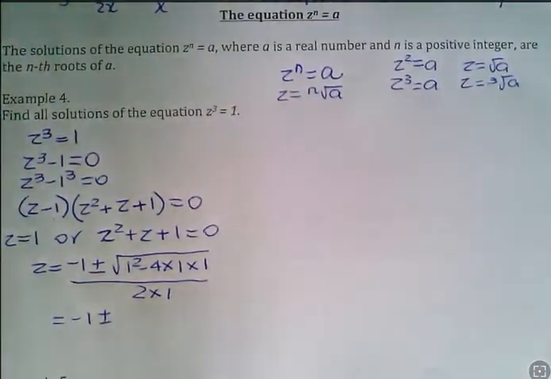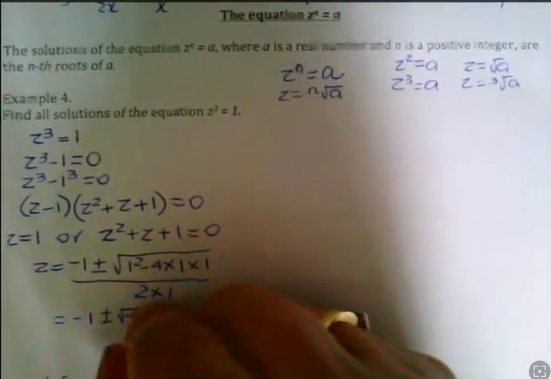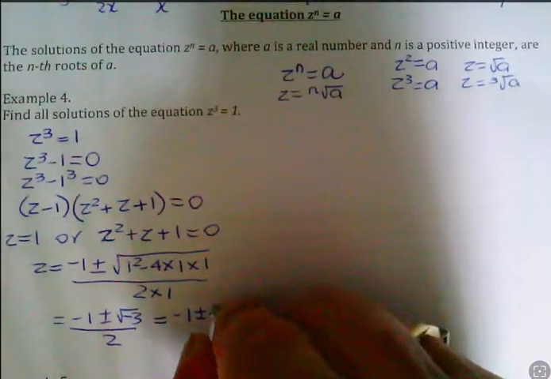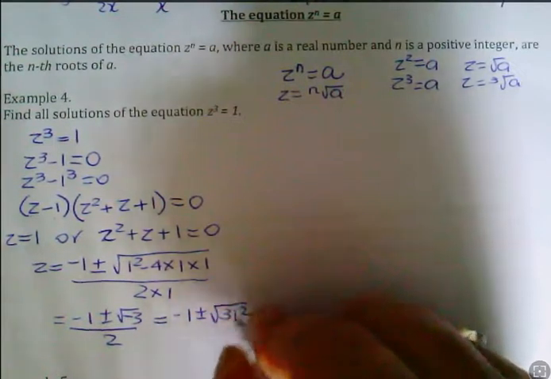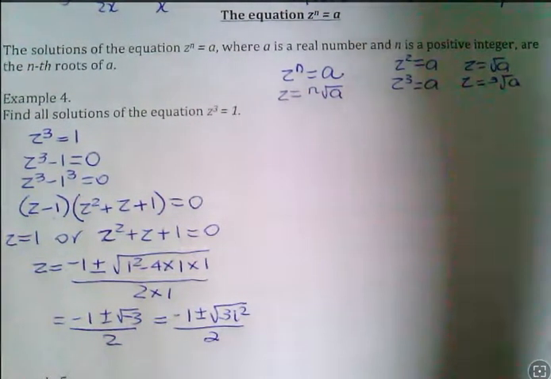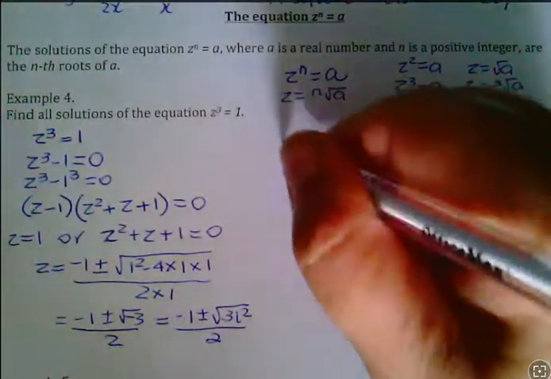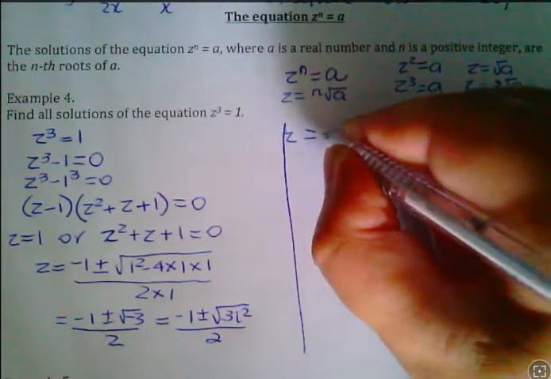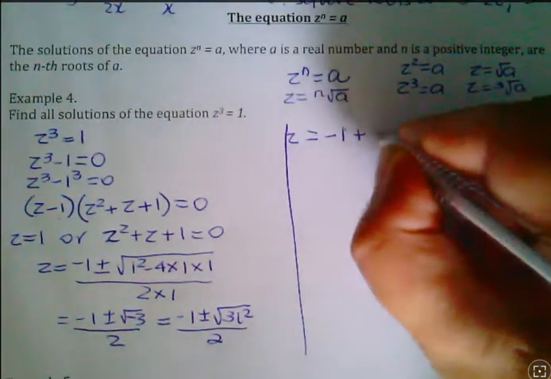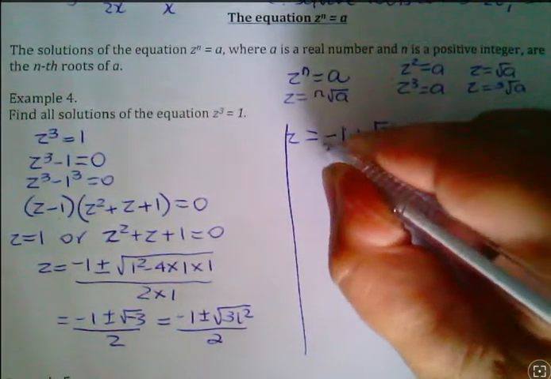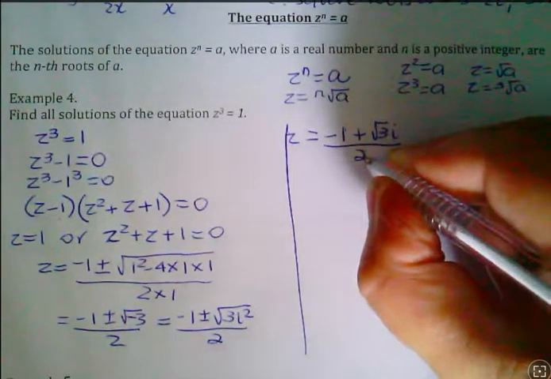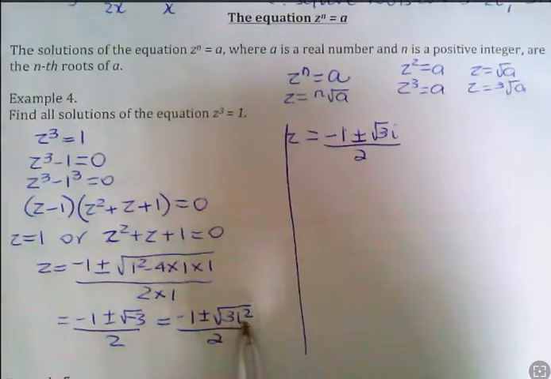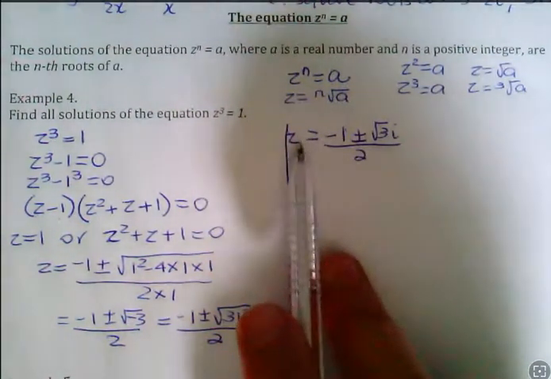The square root of 1 minus 4 is the square root of negative 3 over 2. Now writing negative 3 as 3i squared, I can now, I'll just keep going over here, so therefore z is negative 1 plus root 3i over 2, or plus or minus, I can just put that. So square root of 3i squared is root 3i.